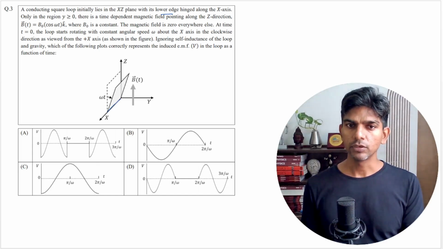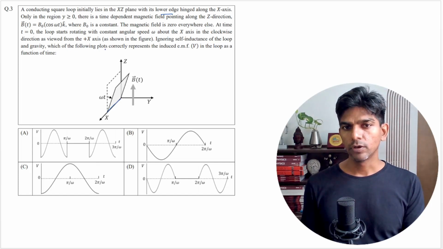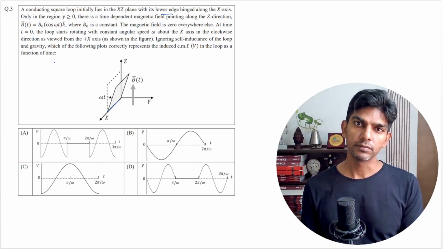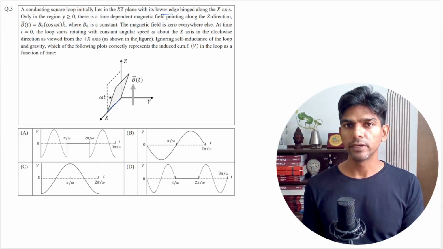At time t equals 0, the loop starts rotating with a constant angular speed omega about the x-axis in the clockwise direction as viewed from the x-axis as shown in the figure, ignoring self-inductance of the loop and the gravity. Which of the following plots correctly represents the induced EMF in the loop as a function of time? Right. So again, it's a typical question where we have to find the instantaneous flux. Then we're going to differentiate that by applying Faraday's law, and we'll be able to get the induced EMF.